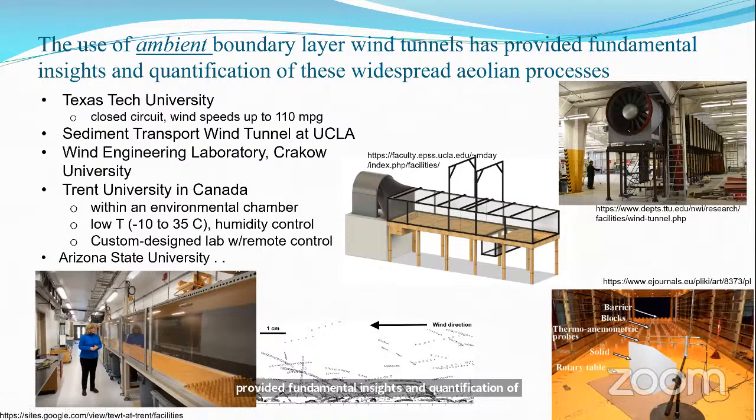Just as on the previous slide, I've listed on this slide a few different wind tunnels that have ambient conditions. On this slide, they're all somewhere in North America. I'd like to highlight the 4th bullet. Trent University in Canada has a Trent Environmental Wind Tunnel that has particularly nice environmental control. So they can get down to -10 Celsius and they have full humidity control. Every one of the wind tunnels on this slide provides really nice instrumentation and capabilities for ambient conditions.